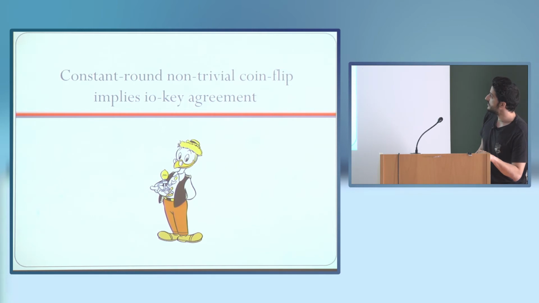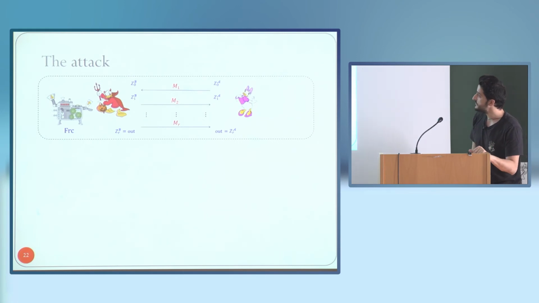Good. So I'm trying to convince you that non-trivial coin flip implies key agreement. We're going to start with an attack and argue that if the attack doesn't work, then I can have a key agreement. Let me start immediately with the attack. The attack uses the forecaster.